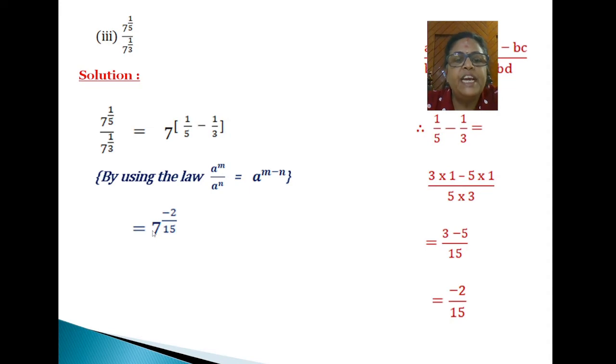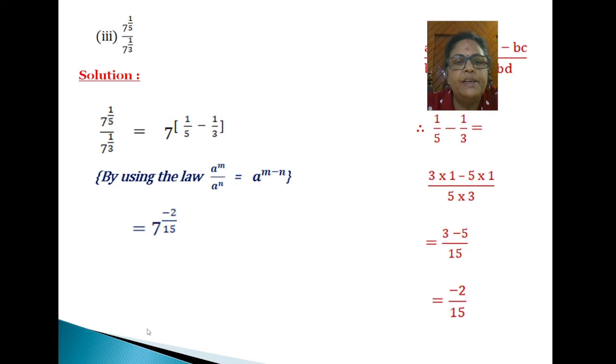But you know that a raised to negative m is equal to 1 by a raised to m. So here you can write 1 by 7 raised to 2 by 15. But this is okay. We can stop here.